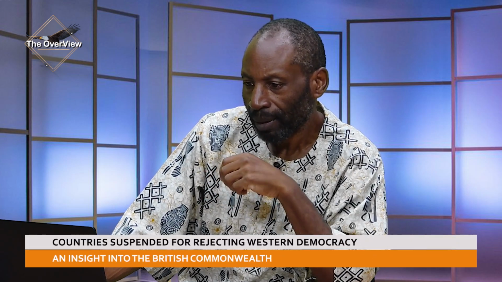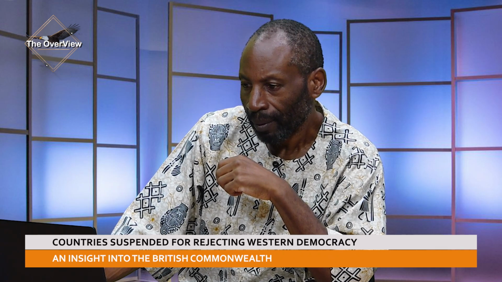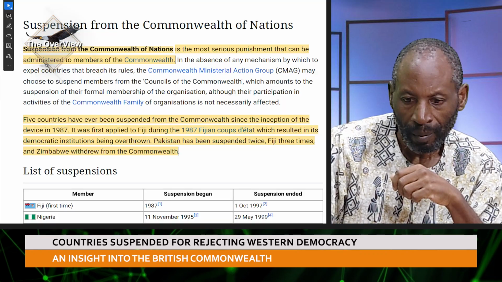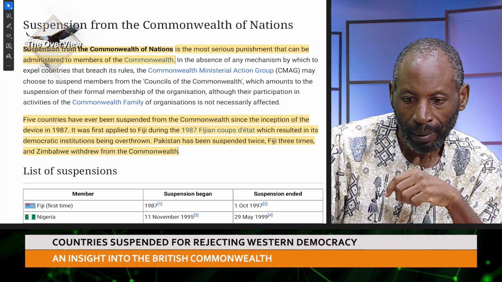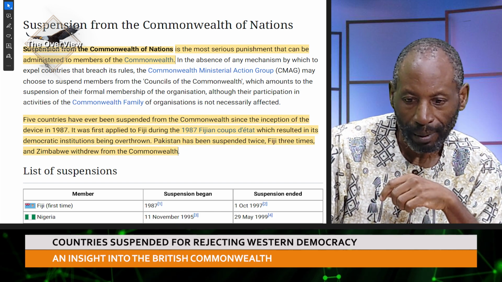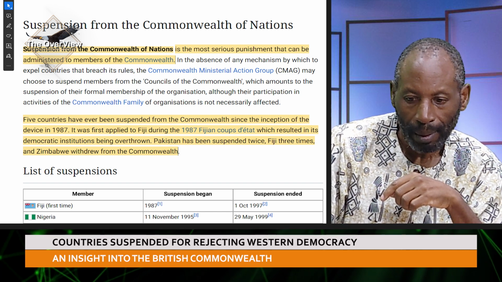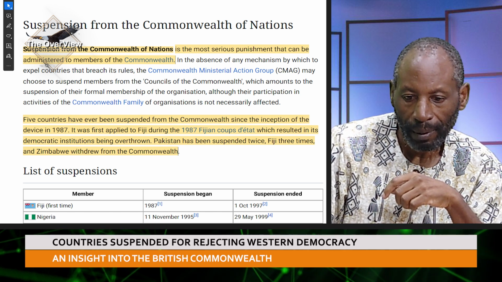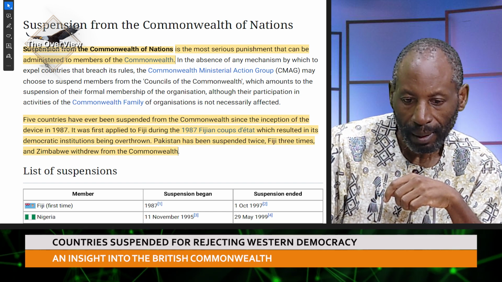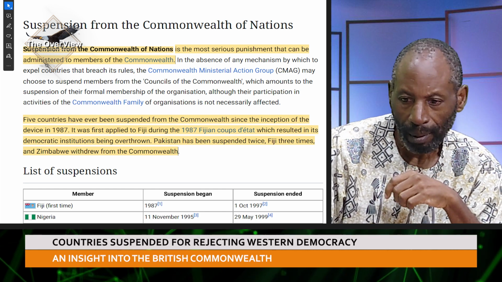So in terms of countries that didn't actually join the Commonwealth, first I'll mention this idea of suspension, as some countries were suspended, like Zimbabwe. I think it was in the 1990s. Suspension is the most serious punishment that can be administered to members of the Commonwealth, because it has no real legal structure to do anything else. Five countries have been suspended from the Commonwealth since the inception of the group. The first of these was in 1987. It was Fiji, and then Pakistan, and Zimbabwe, as I mentioned, was also suspended, or I think Zimbabwe is still not a member of the Commonwealth.